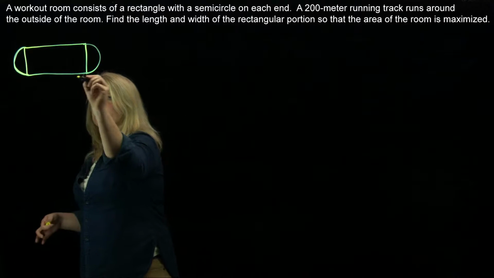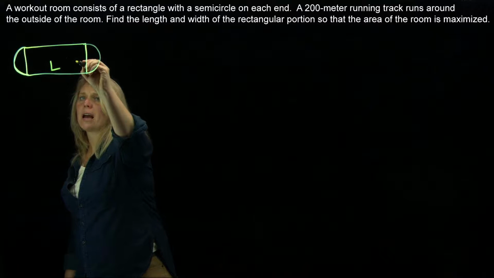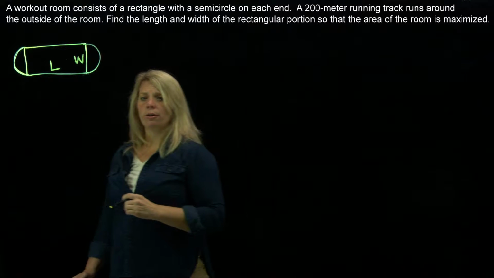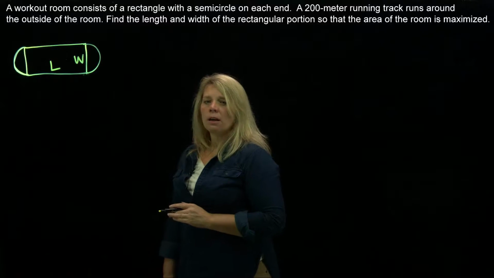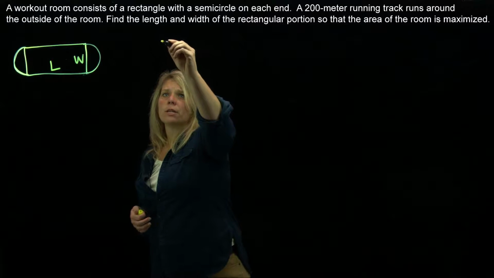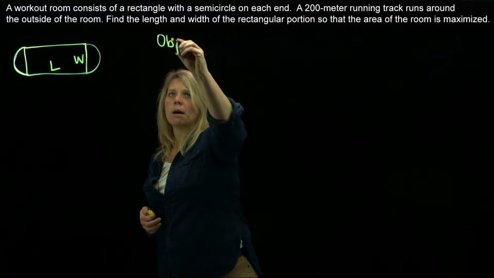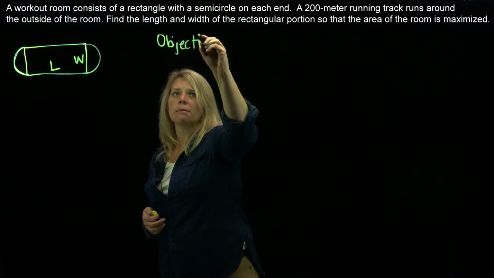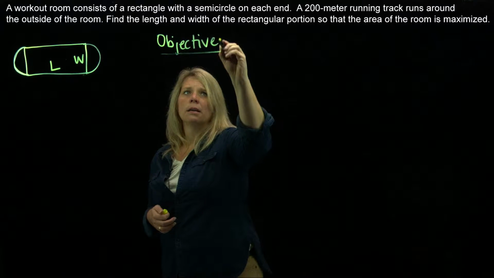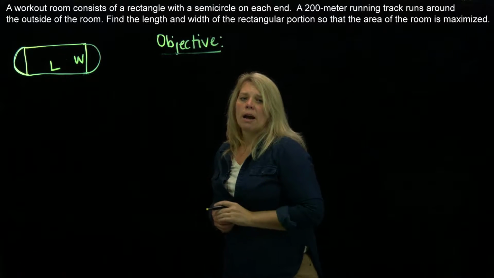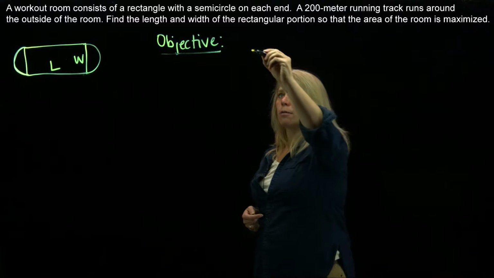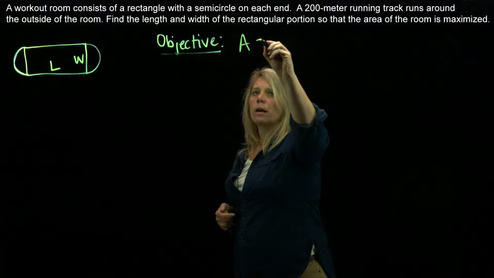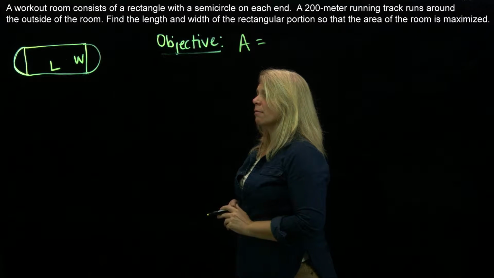So I'm going to label the two dimensions here that they asked us to find, L and W. You could use X and Y or whatever you want to describe there. Okay, so we need an objective function. The objective function is about whatever it's asking us to maximize or minimize. All right, so we want to maximize the area of the room. So this equation here is going to describe the area of the room.